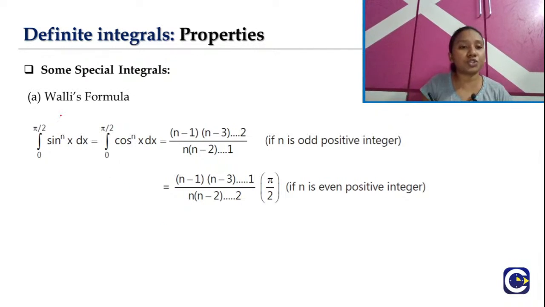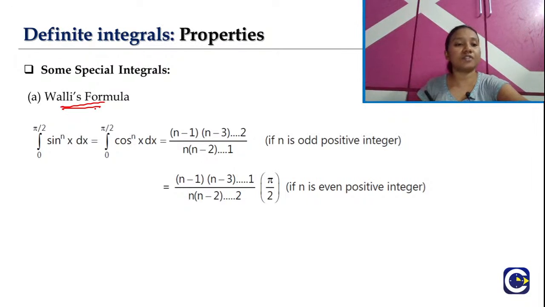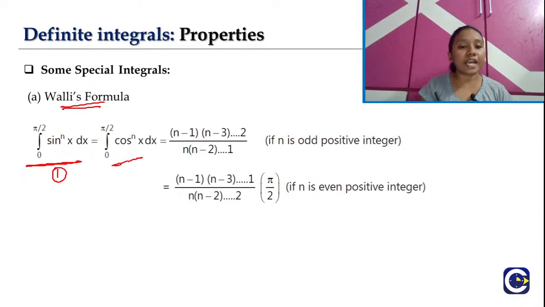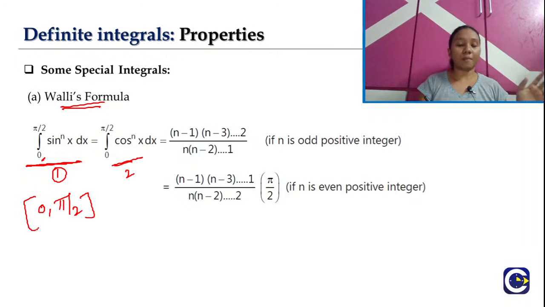So let's start with our special integrals as I mentioned. First we are going to start with the first formula, that is the Wallis formula. What are the conditions for this Wallis formula? Let's have a look. The format of the integral should be either of this form or of this form, which means the limits should always be 0 and pi by 2. The function should be continuous in this interval 0 comma pi by 2.